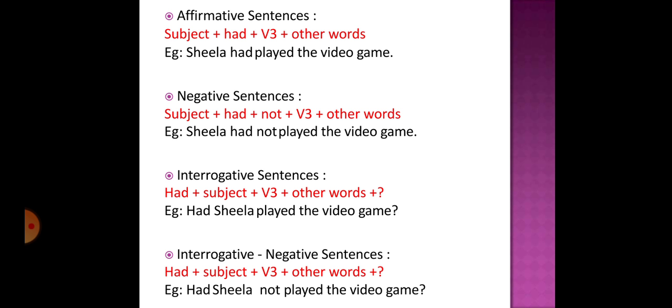Interrogative sentence. Again, the question mark is very important, and make sure that had is put at first. Had plus subject plus verb in the third form plus other words plus question mark. Had Sheila played the video game? So had is the helping verb, Sheila is the subject, played is the third form of the verb, and the question mark is very important.